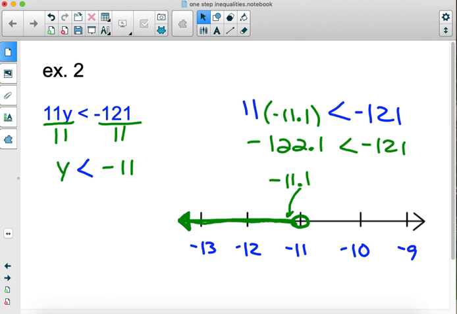Did your sign flip at all here? No, no flipping. Good? Mr. Garcia, 11.1 equals 11.1. Huh? 11.1 equals 11.10. So you want to put a 0. You don't have to put it, but it equals 11.10.